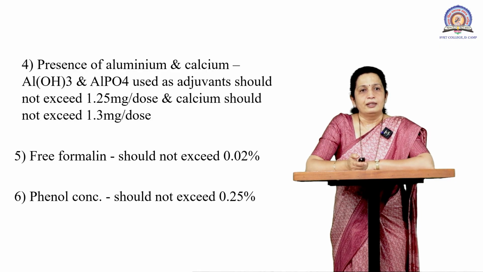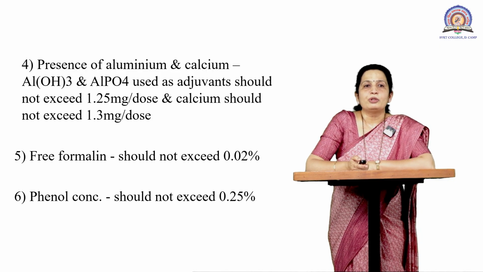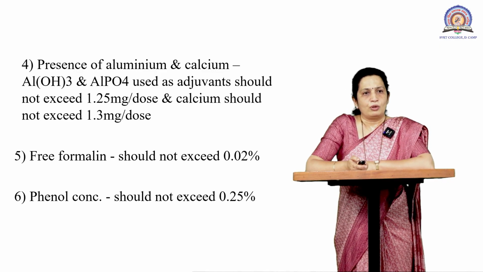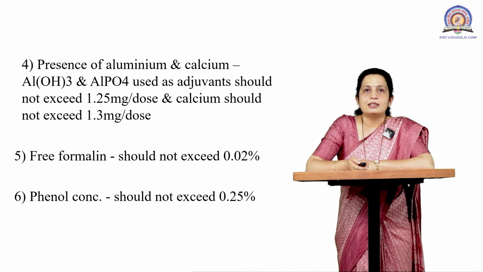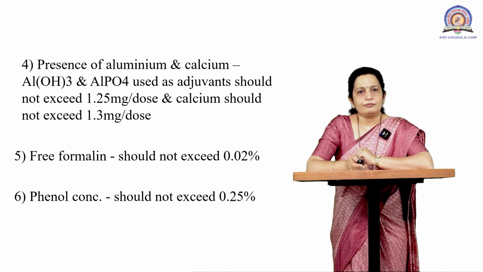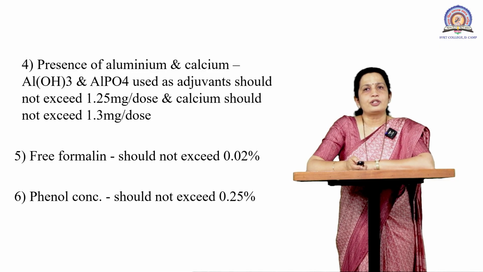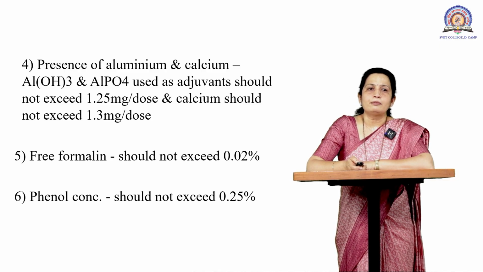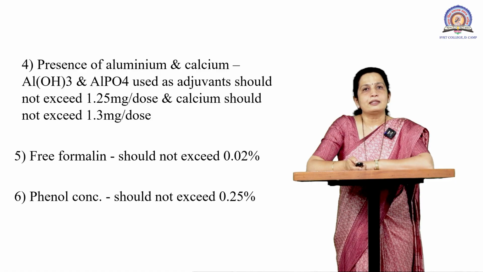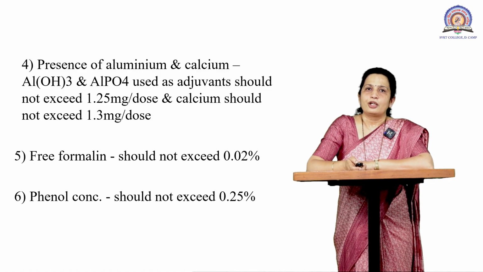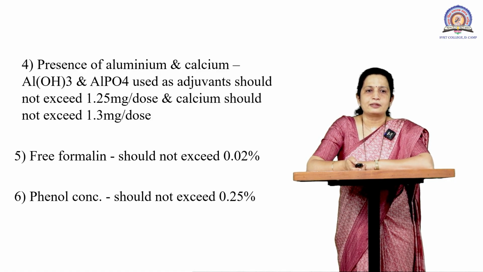Then in this preparation we have to check the presence of aluminum and calcium, because aluminum hydroxide and aluminum phosphate are used as adjuvants to increase the antigenicity of the vaccine. So in the vaccine their concentration should not be more than 1.25 milligram per dose, and calcium should not be more than 1.3 milligram per dose. Formalin is also added for inactivation purpose. It should not be more than 0.02%, and the preservative is phenol. It should not exceed 0.25%.